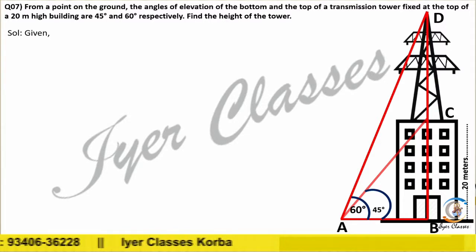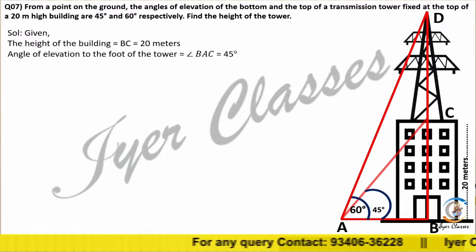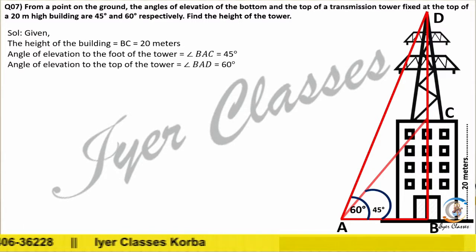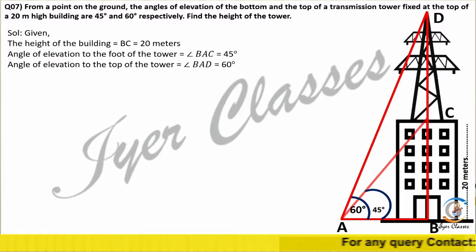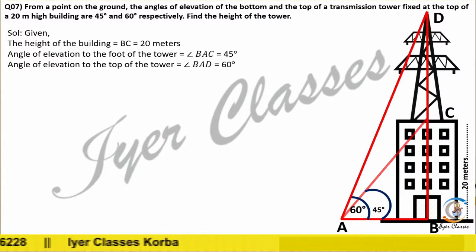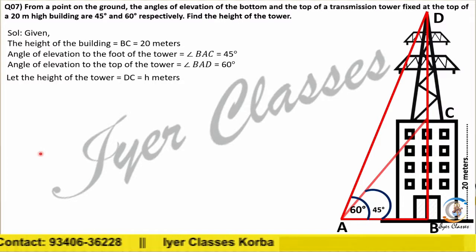The height of the building is already known, which is equal to 20 meters, right? Now you are looking at the building from point A. You can see that angle BAC. We have named all the triangles, and you can see two right angle triangles, triangle ABC and triangle ABD, in which angle BAC is equal to 45 degrees, right? And you have got another angle, angle BAD, which is equal to 60 degrees, right?